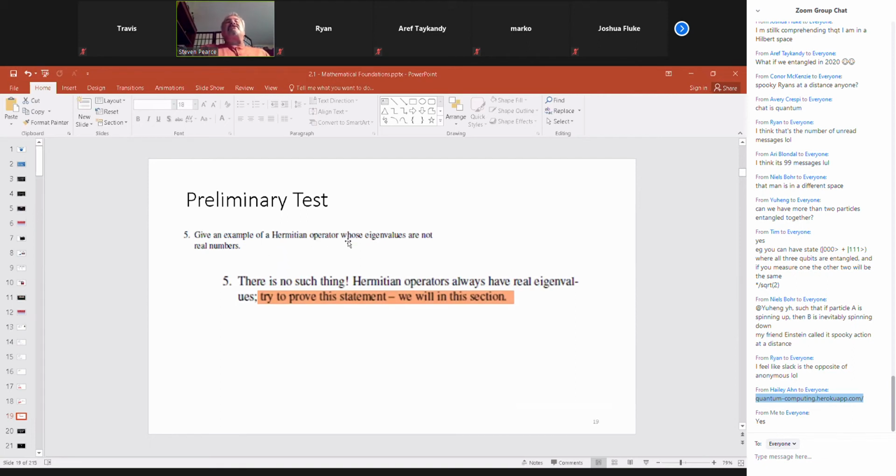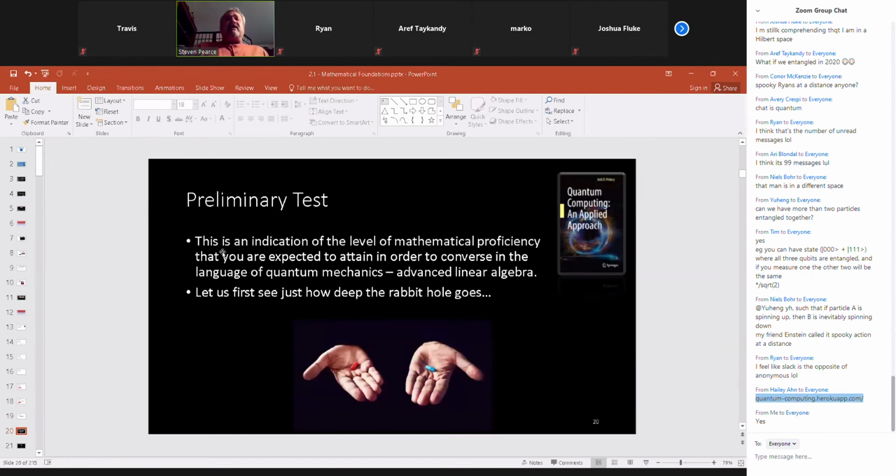Give an example of a Hermitian operator whose eigenvalues are not real. That's a dumb question too, because we just said a Hermitian operator produces real eigenvalues, and we'll prove it in this PowerPoint. So let's look at this now.